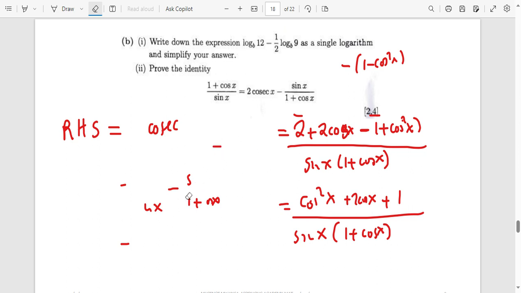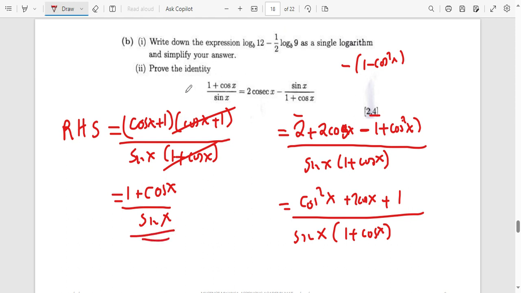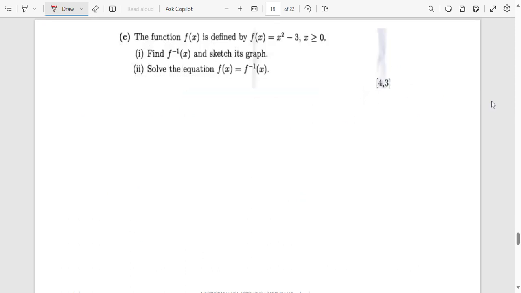Okay. Because there is a 1 in front of this expression, if we expand there, we're going to have cosine of x plus 1, and then again cosine of x plus 1. Down, we have got sine of x, then 1 plus cosine of x. So one of these will cancel. We are going to remain with cosine of x plus 1 divided by sine of x. So the left hand side is equal to the right hand side.